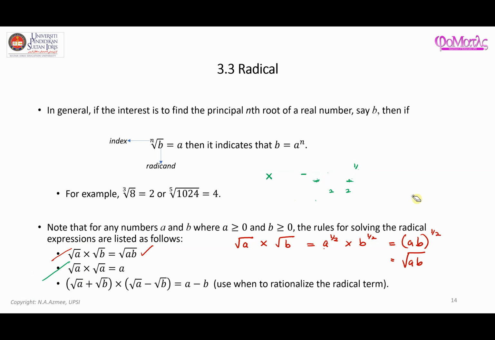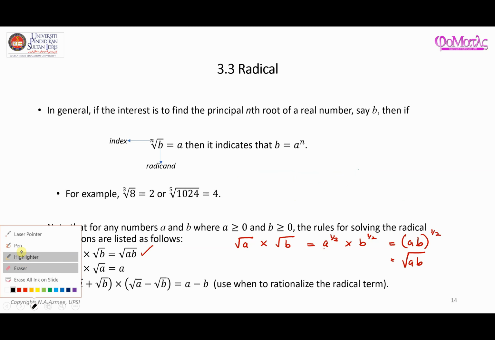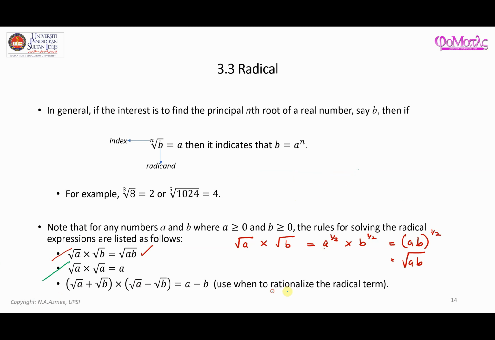Okay, now how about the third one? For the third one here, we normally use this idea if you want to rationalize the radical term, which means you want to get rid of this term. You don't want to see this term anymore. You can see that the result here doesn't have the radical term anyway. So this is the idea that we can use, and you will see this in examples later on, how to get rid of the radical term.